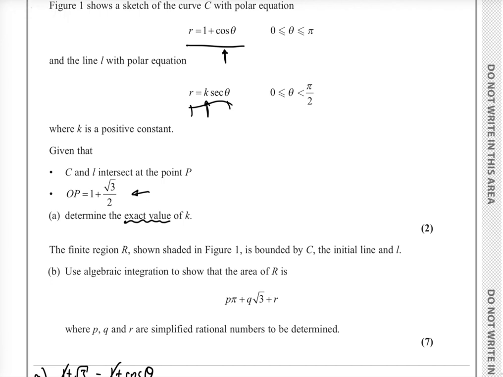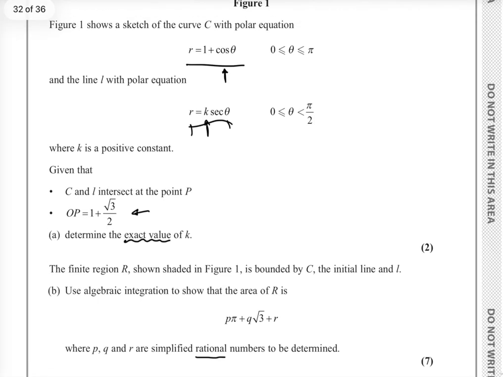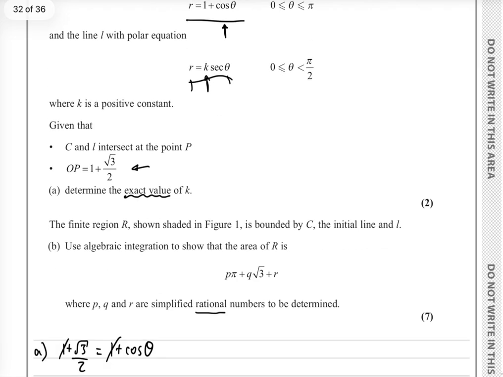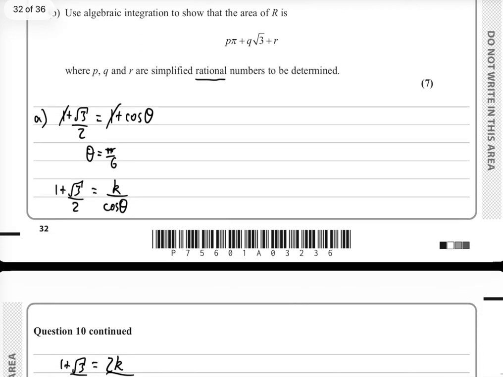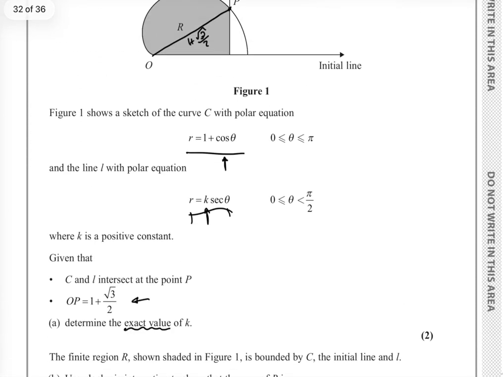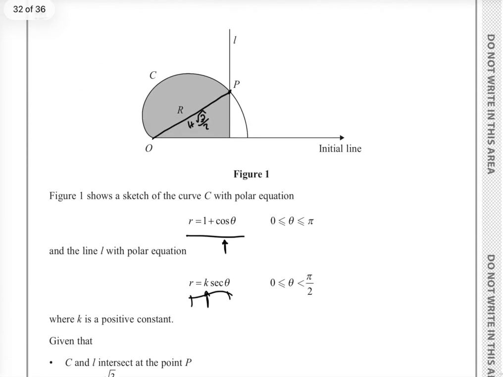Part B, the finite region R shown shaded in figure 1, bounded. Use integration to find the area, where p, q, and r are simplified rational numbers. So we're going to get fractions here, and we've already got fractions and surds. This is not going to be pleasant, but 7 marks and it finishes the paper. So let's have a look. What are we doing? Finding the area.